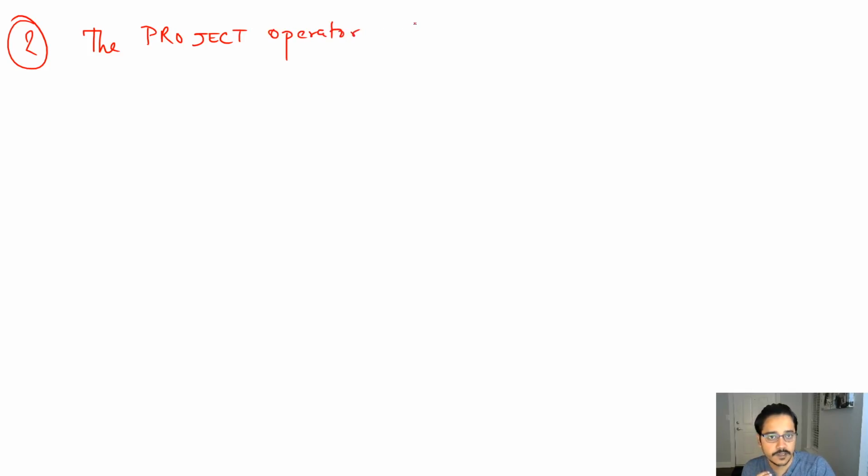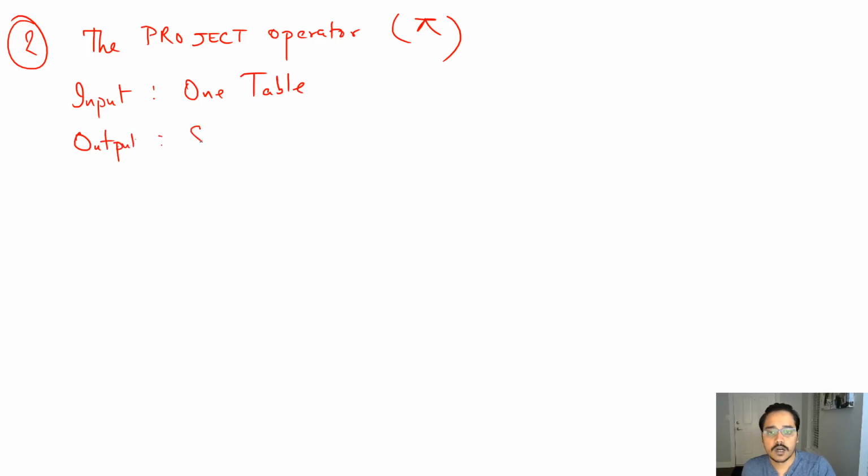Which is represented by using the notation pi. Okay. So again, it is a unary operator, so the input is one table, and the output are specific rows, with only the specified attributes.